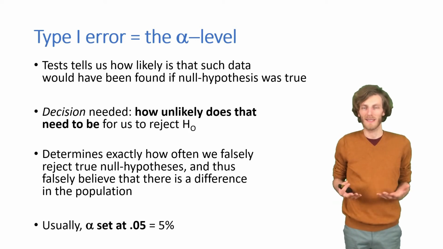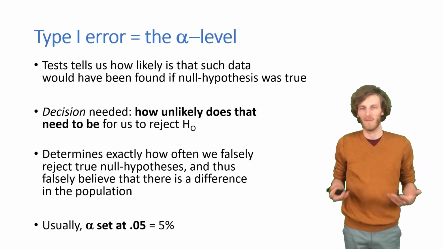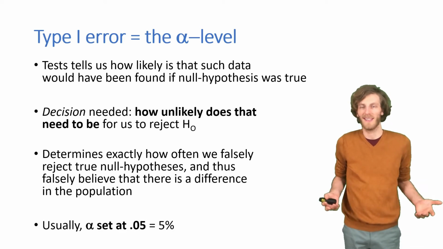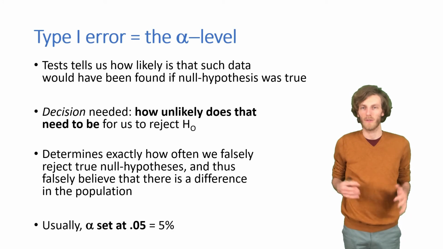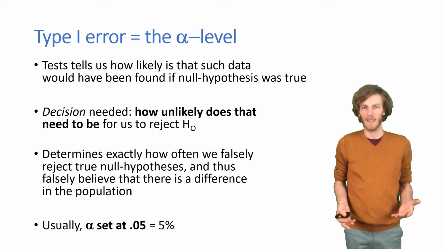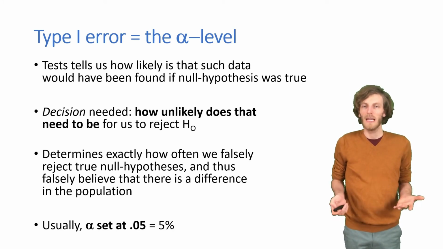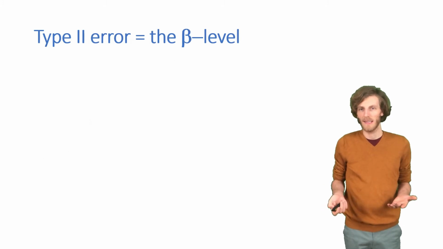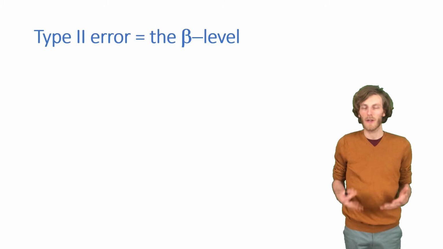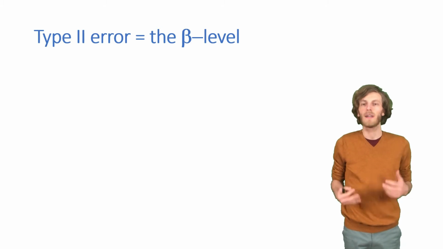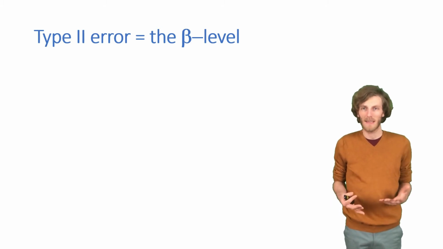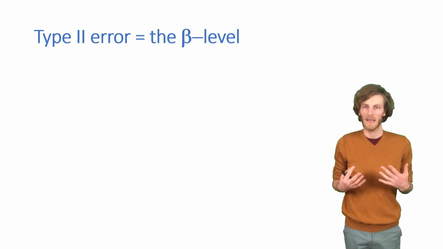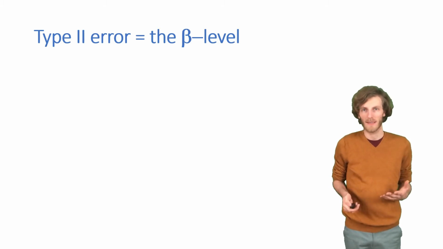The reason why we don't set it at 0%, it would be nice to make no type 1 errors, to have no false positives in our literature. The reason why we don't do it is because it conversely affects the type 2 error rate. If we never want to be wrong, then we just have to be very cautious, and we will never make any positive statements. We will never accept research hypotheses.